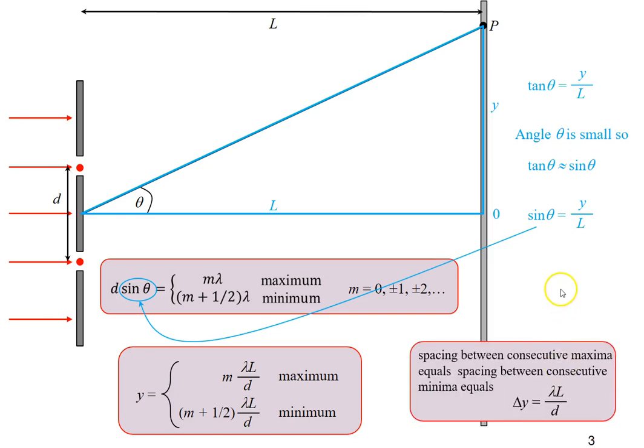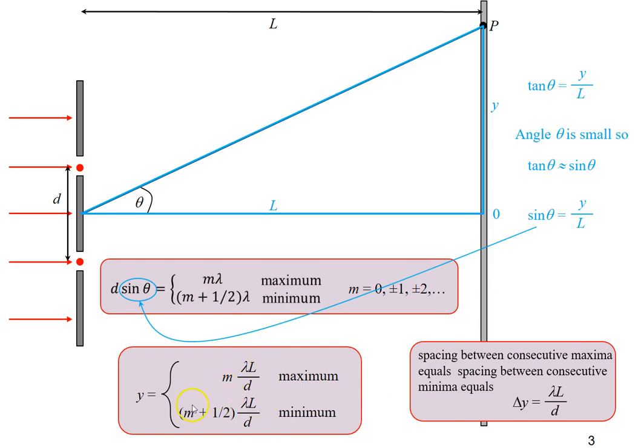I should do the spacing. Yeah, I'm sorry, I forgot. You can now look at the spacing between consecutive maxima or minima. All right, so what is the separation, the length separation of the centers of the bright fringes, right? Or the centers of the dark fringes?